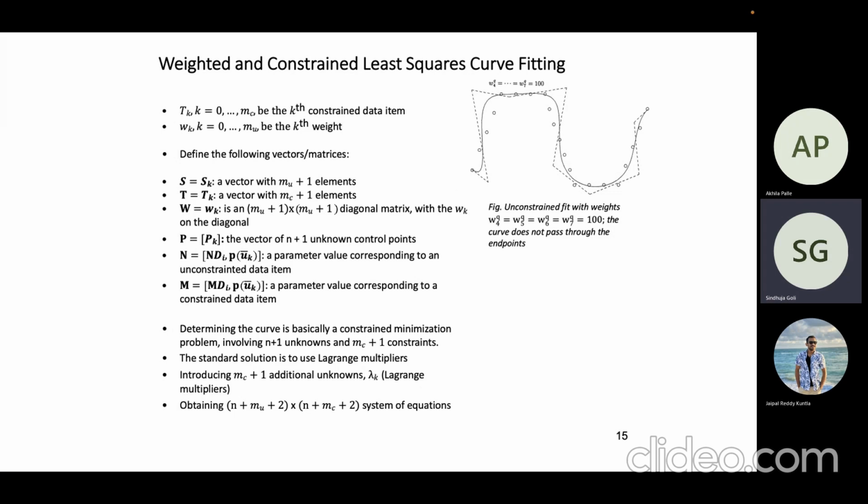Determining the curve is basically a constrained minimization problem involving n plus 1 unknowns and mc plus 1 constraints. The standard solution is to use Lagrange multipliers, introducing mc plus 1 additional unknowns, obtaining an n plus mc plus 2 by n plus mc plus 2 system of equations. And in the picture, it has weights of 100 and the curve does not pass through the endpoints.